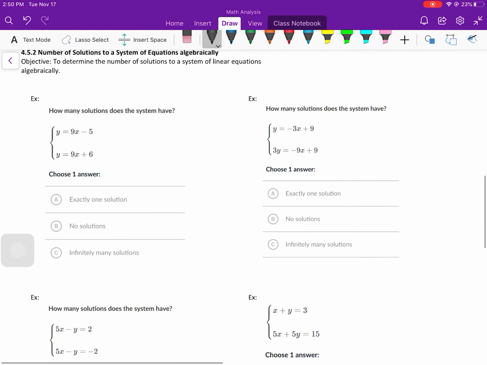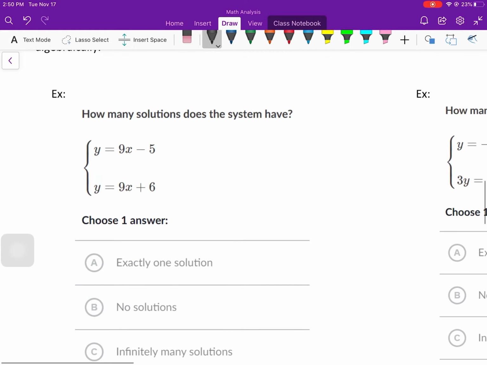So this time we're going to go ahead and determine the number of solutions, but algebraically. So really what's going to happen is what we learned back is, do you end up with a true statement, do you end up with a false statement, or do you end up with an actual answer? So we're going to do this by substitution. You know, when it's set up like this, it's substitution.